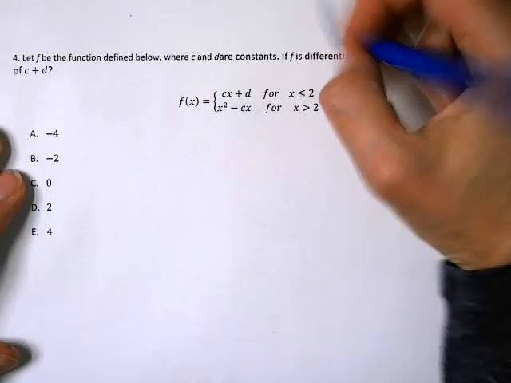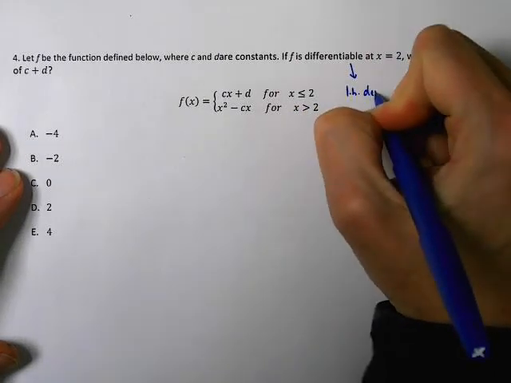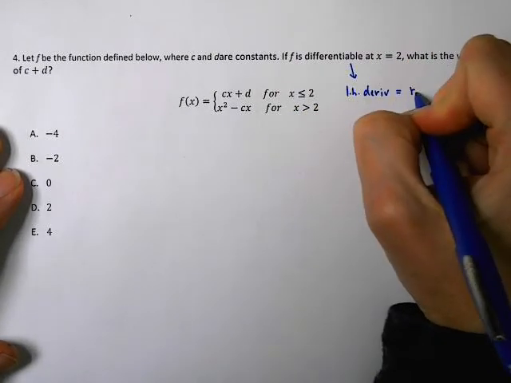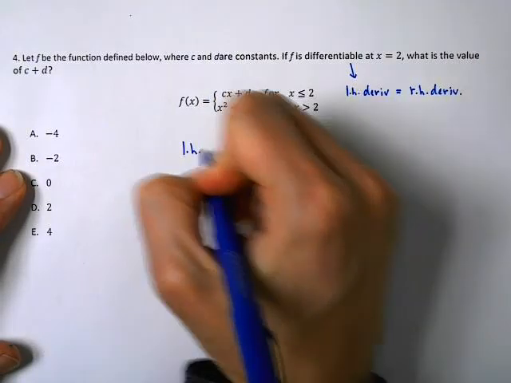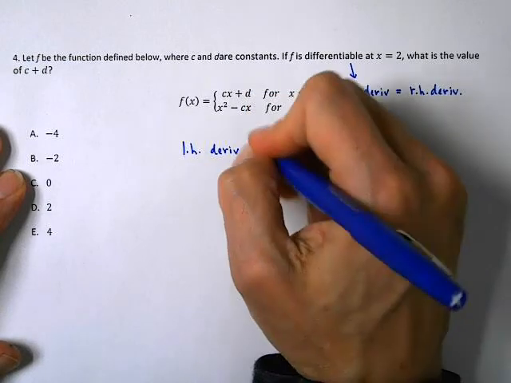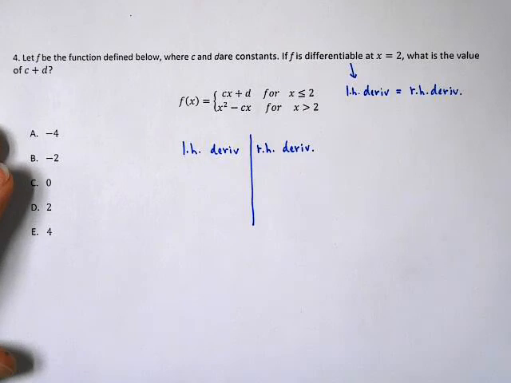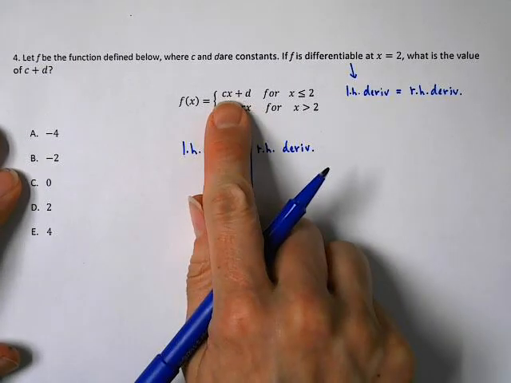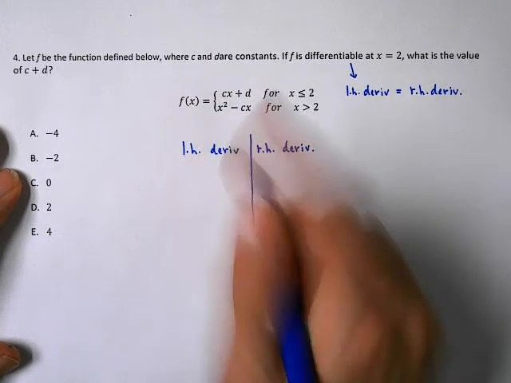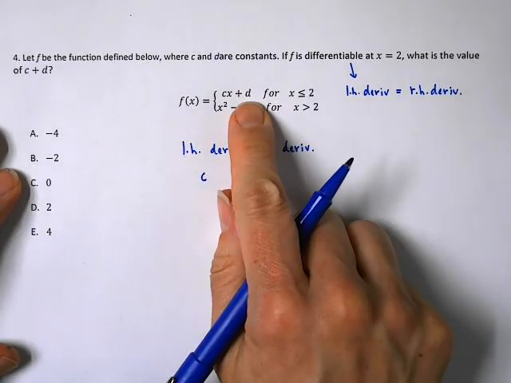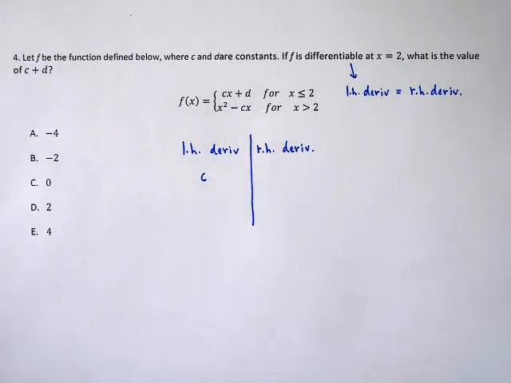So let's use what we know. We know that if it's differentiable, that means the left-hand derivative must equal the right-hand derivative. So let's see if that's going to help us out. I'm going to make my table like I did before. I've got the right-hand derivative. On my left side, I know c and d are constants, so the derivative of cx is just going to be c. Since d is a constant, that derivative is going to be 0, so that cancels. So my left-hand derivative is just equal to c.